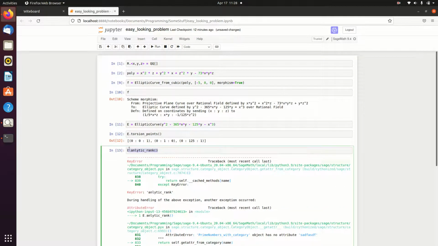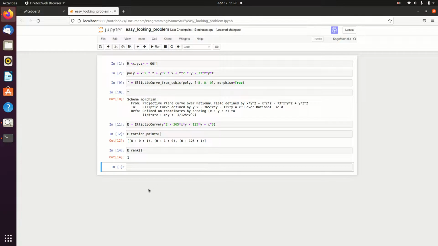Okay, is there something like rank? Rank, okay, does that work? That works, so our curve has rank 1. Okay, so that's good to know.